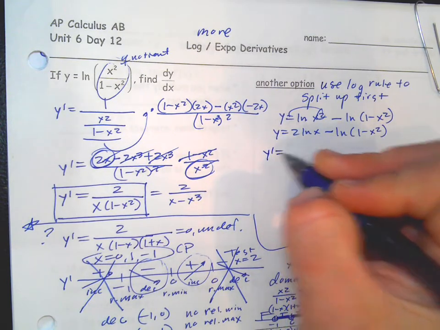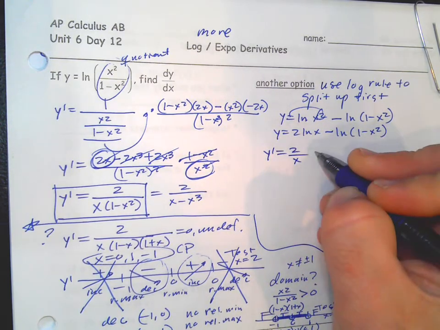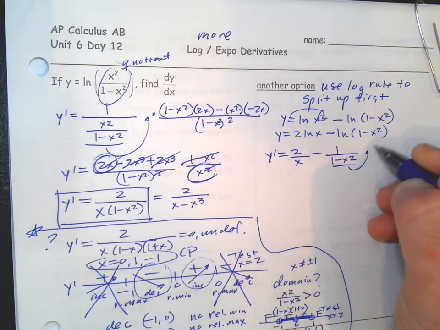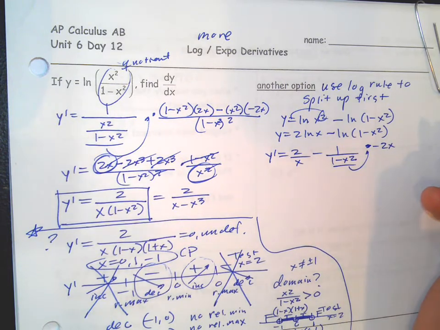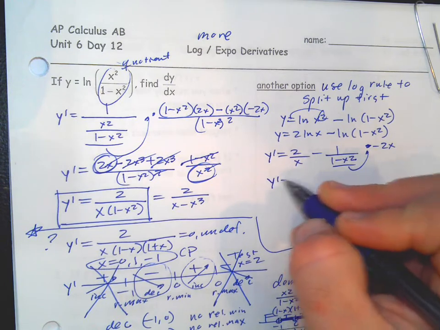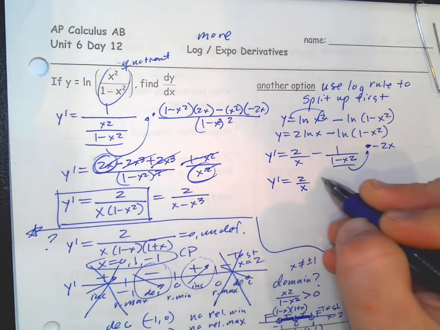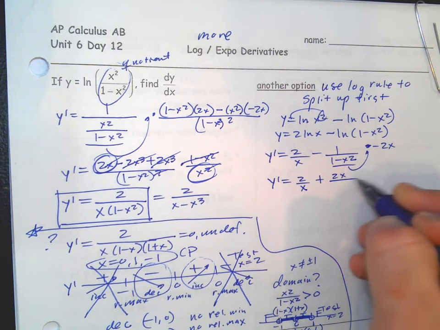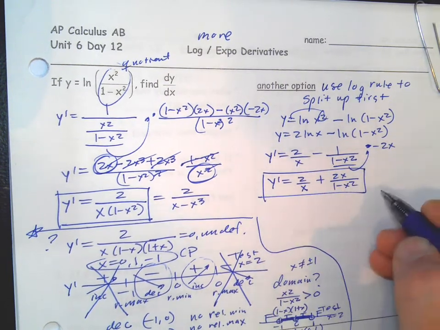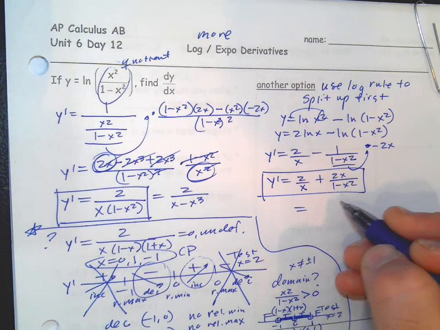So y prime equals 2 over x minus 1 over 1 minus x squared times the derivative of what's inside, which is negative 2x. And there you go. There's a derivative. You could write it like this if you want, plus 2x over 1 minus x squared. There's the derivative. You could combine them into a single fraction with the least common denominator.